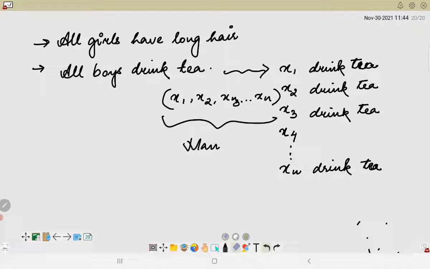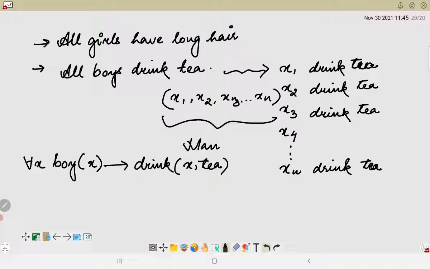So if we are considering this representation, we can represent it in first order predicate logic as: for all x, if x is a boy, then definitely x will drink tea.